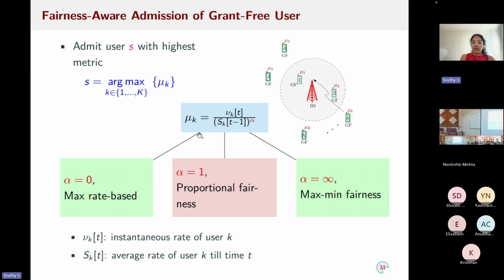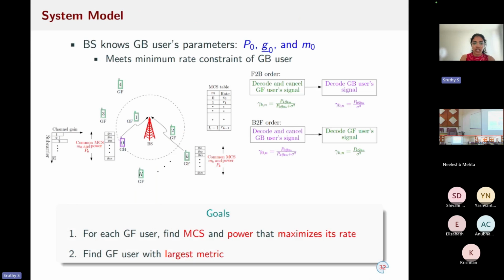So to find the metric of each grant-free user, we have to find its instantaneous rate, right? For that, we are considering a system model in which there is a grant-based user which has been scheduled by the base station, and there are K grant-free users, and we have to admit one among them. Here we are considering a frequency-selective channel and a discrete modulation encoding scheme. And we are accounting for the common modulation encoding scheme and power constraint that we discussed in our first part, which has been specified by the standard.